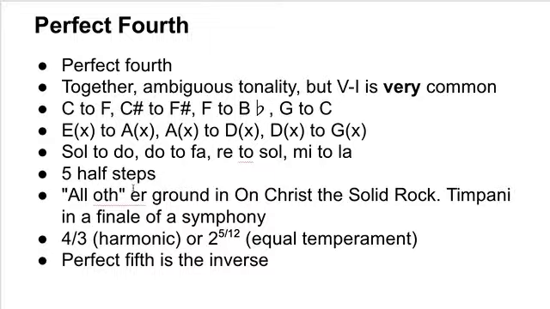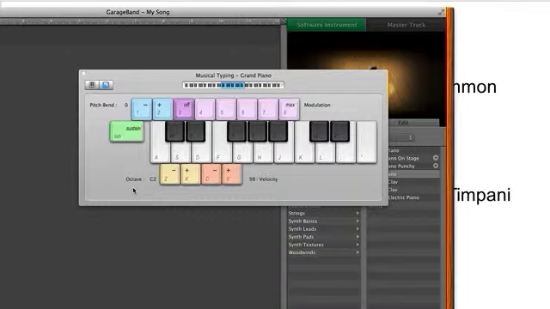The math of it, it's a 4/3 harmonic, and it's 5 12th roots of 2. The inverse of a perfect fourth, so C up to F, the inverse is a perfect fifth, F to C. You can hear, when you hear them together, that it's very difficult to tell, is this going to be a major chord, or is this going to be a minor chord?